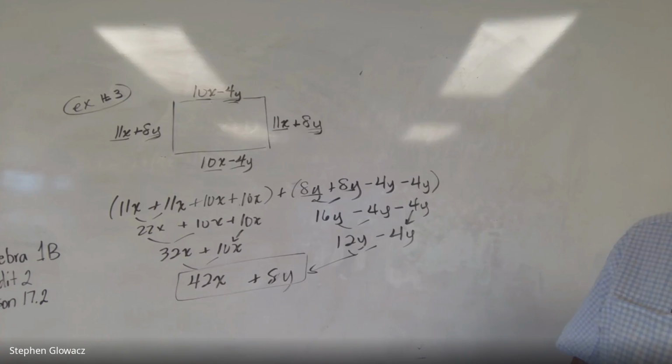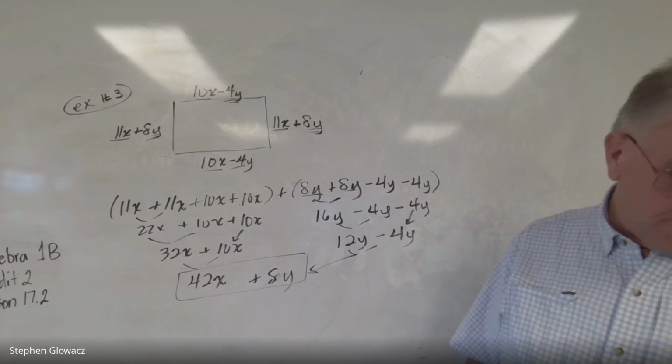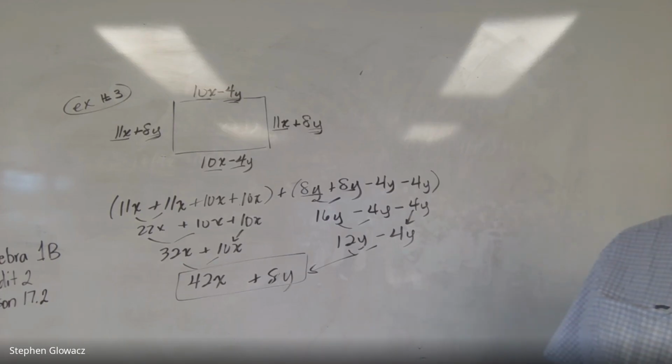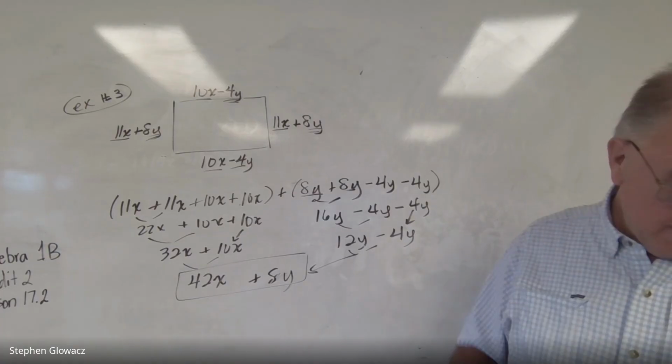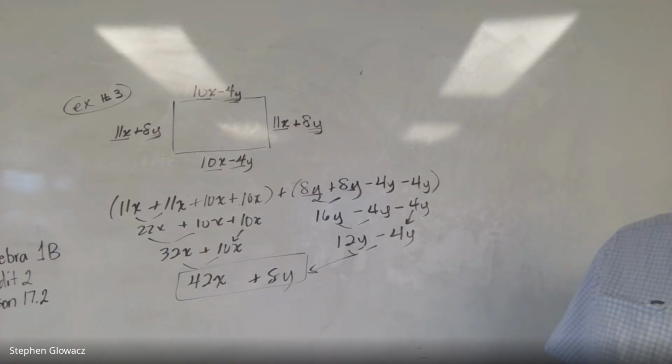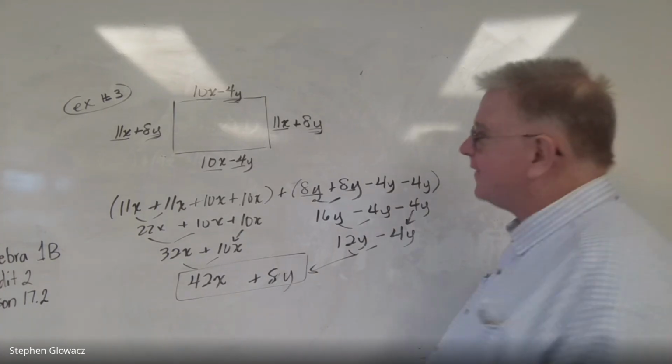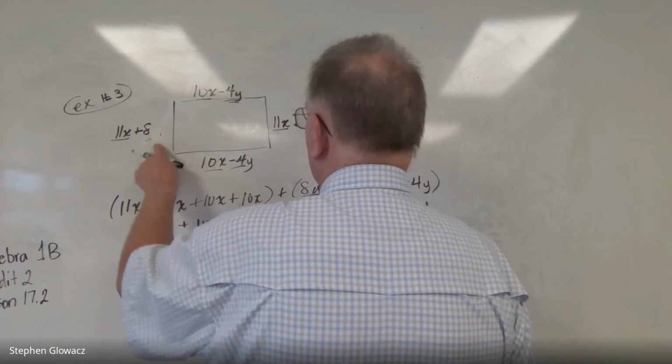Now, on number 5, it's very similar. It says a rectangular picture frame has the dimensions shown in the figure. Write a polynomial. Did I say number 5? Number 4. Sorry, number 4. Write a polynomial that represents the perimeter of the frame. Now, what's different there, instead of having y's, they just have constant terms.